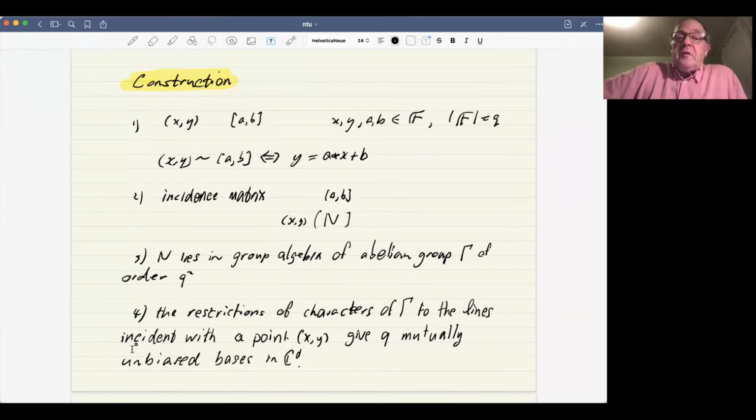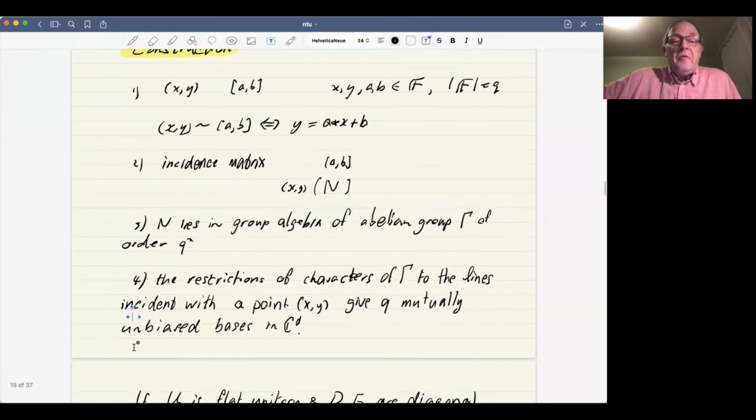So I'm going to pick a field F of order Q, and I'm going to look at pairs (X, Y) from F. I'm going to call those points, and pairs [A, B] of elements of F, and call those lines. And then I want to define an adjacency relation, if you like, that (X, Y) is incident with [A, B] if Y is equal to A*X plus B. Now, that star is just multiplication, but I might fiddle with that later on. So that's just your high school algebra. It just says that the point (X, Y) lies on the line with slope A and starting at B. So that gives me an incidence matrix.